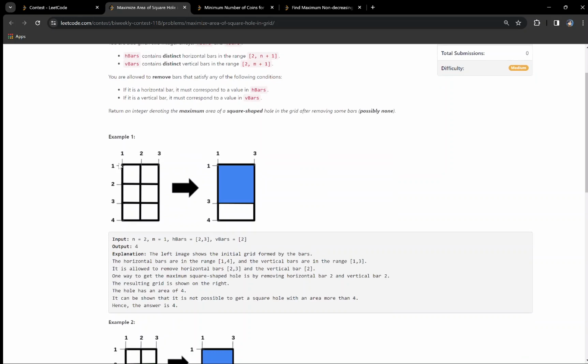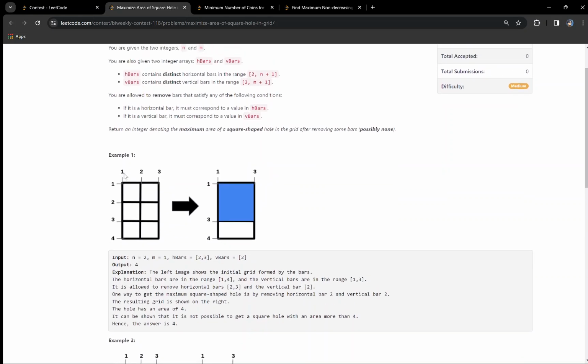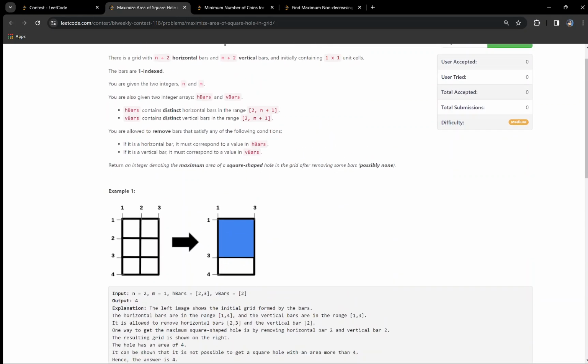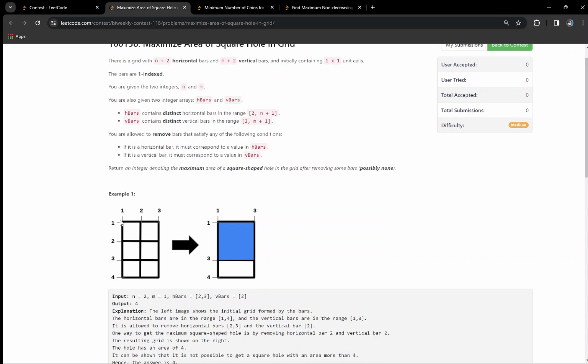Here n equals 2 and m equals 1. So n is horizontal, so n plus 2 should be equal to 4. Yeah, so we have 4 horizontal bars, right? And m equals 1, so 3 vertical bars. Okay, and hBars equals 2, 3 and vBars equals 2.